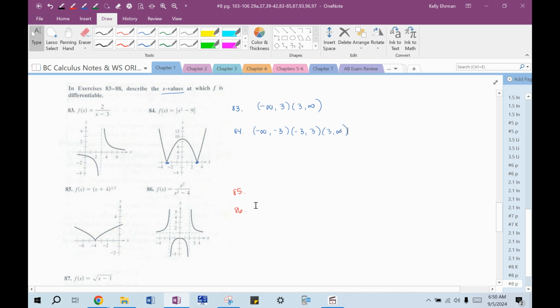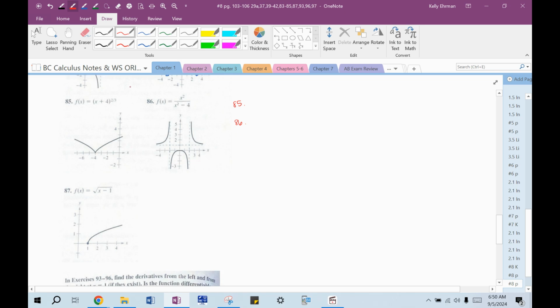Remember, differentiable means has a derivative. You could find a tangent slope at that point. All right, and then these last three here. So (x+4)^(2/3) is this cusp shape here. So not differentiable at -4. Otherwise, it's differentiable everywhere else.